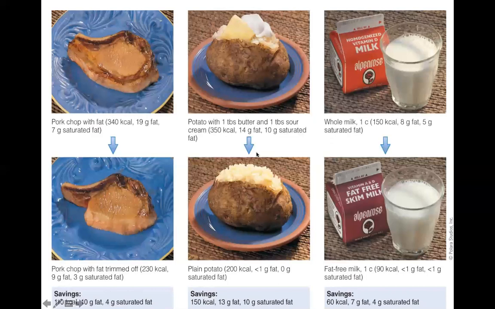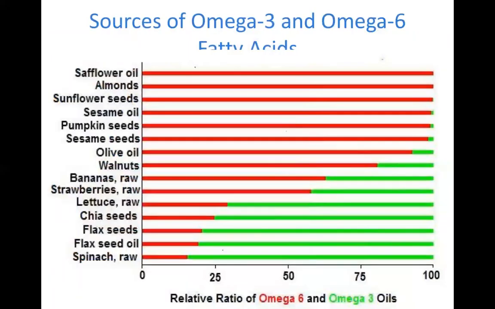Baked potato with butter and sour cream, 14 grams of fat. Baked potato without butter and sour cream, less than 1 gram of fat. Whole milk, 8 grams of fat. Fat-free milk, less than 1 gram of fat. You saw this picture already. Oh, no, you didn't. You saw similar ones. This is looking at omega-6s in red and omega-3s in green.